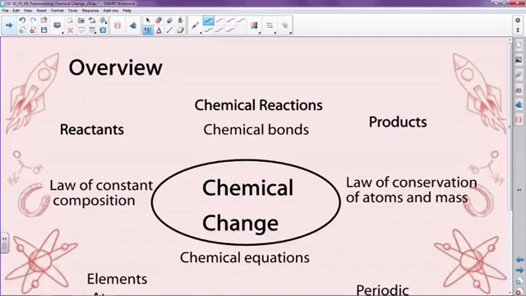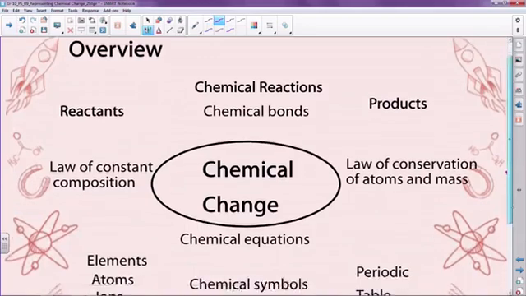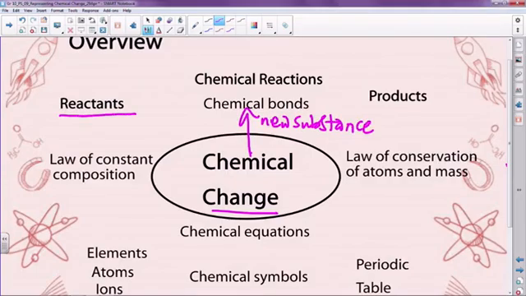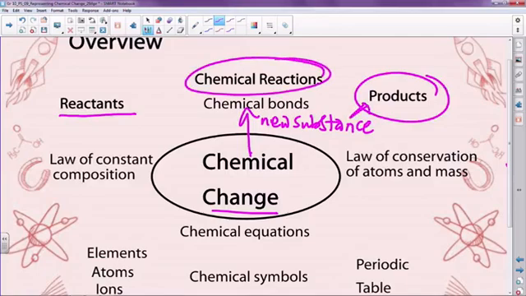As you can see from the overview there, our focus is chemical change. Remember, when we talk about chemical change, we're talking about new substances being formed. When new substances are being formed, we know there are new bonds that are formed. So if we form new substances, it means atoms of elements or molecules are broken first. Those which are broken are called the reactants. The reactants are those that are broken to form new substances, which we call the products. When that happens, chemical reactions take place.